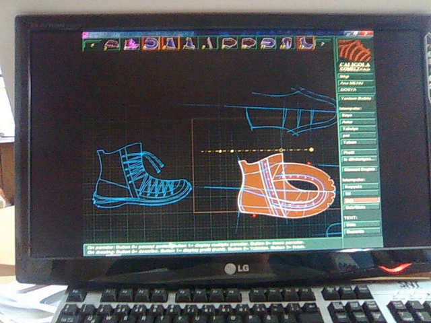Computer-aided design was introduced in the shoe industry in the 1970s. Initially, it was used primarily for pattern grading. It enabled manufacturers to perform complex grading relatively easily and quickly. CAD systems today have been developed with a much wider range of functions.